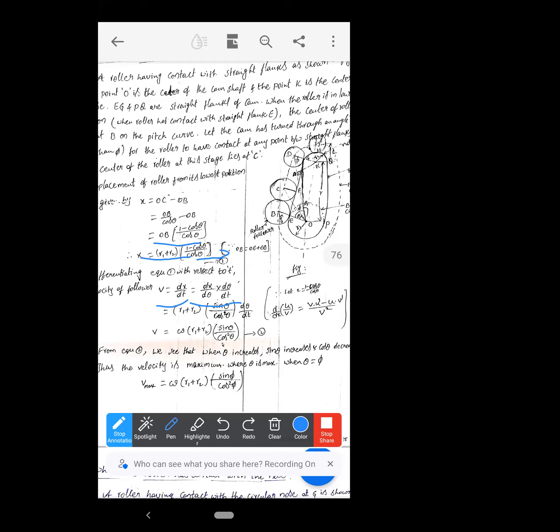So now, differentiation of theta, our x is differentiated with theta. So that is r1 plus r2 into (1 minus cos theta) by cos theta. It may also be seen as the u by v formula, d by dx of u by v: the denominator is v square, and the numerator is v into u dash minus u into v dash. So when we simplify the equation, we get the value.